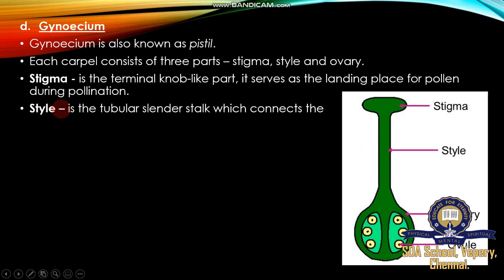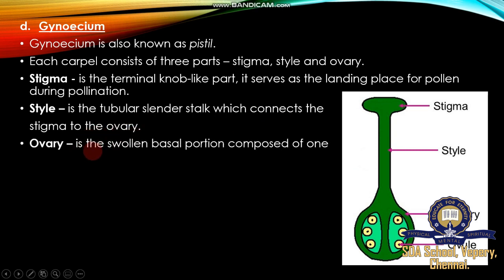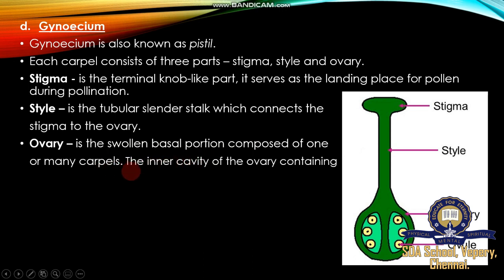The next part is called style. Style is a tubular, slender stalk which connects the stigma to the ovary. So the style is this long part. The first part is the stigma, the landing place for pollen during pollination. The second part, a slightly expanded part, is the style, which allows the pollen tube to pass and is the connecting link between stigma and ovary. Ovary is the swollen basal portion composed of one or many carpels.